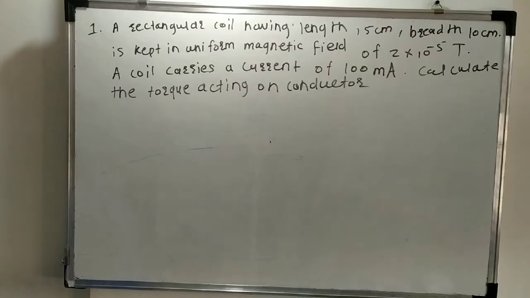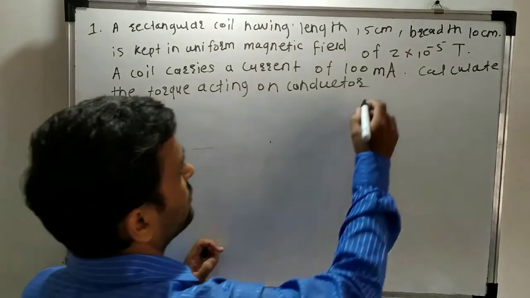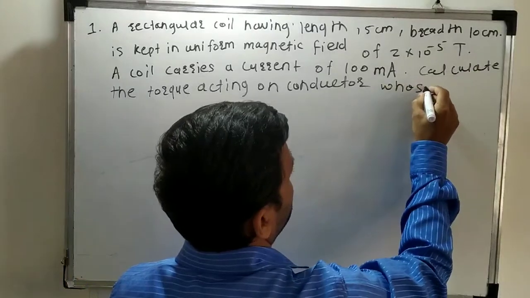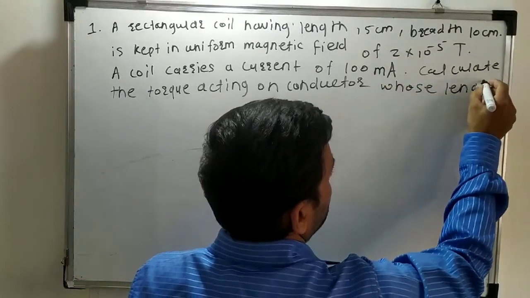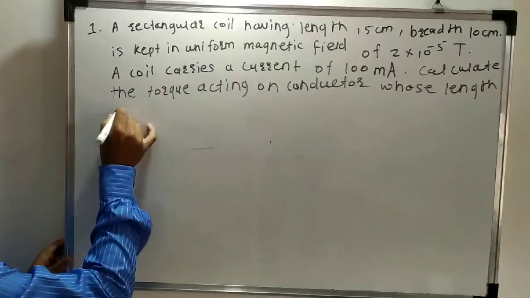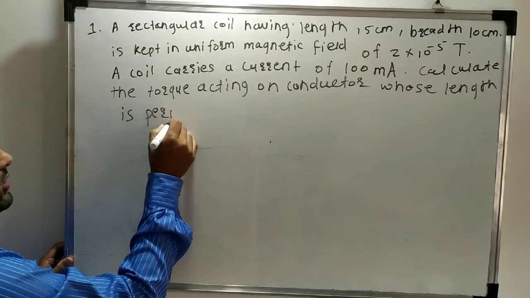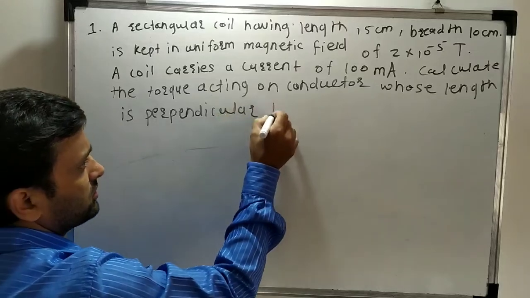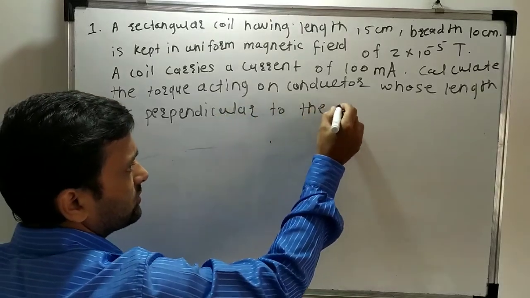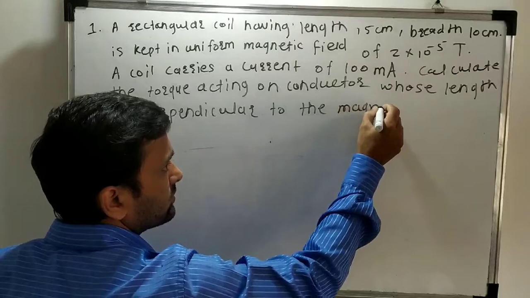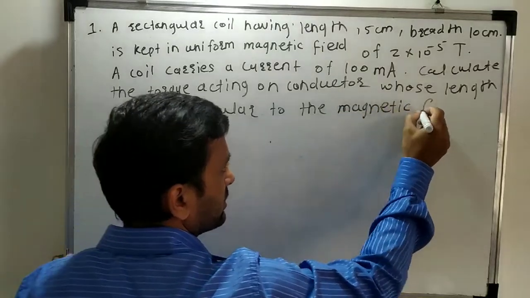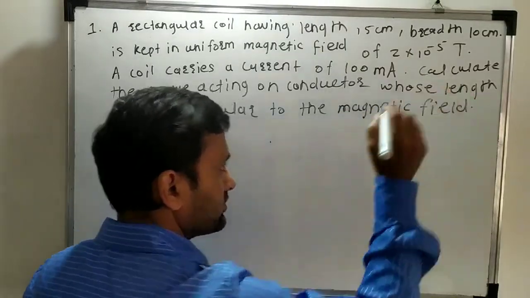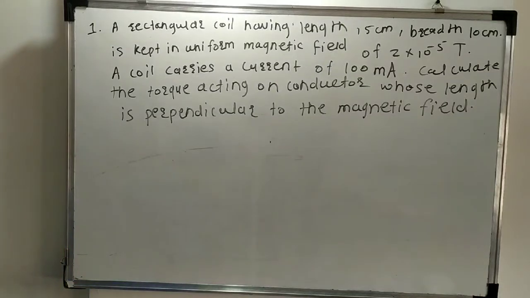whose length is perpendicular to the magnetic field. So the angle is given, perpendicular to the magnetic field. Okay, what are the given terms in this problem? So what are the given terms?